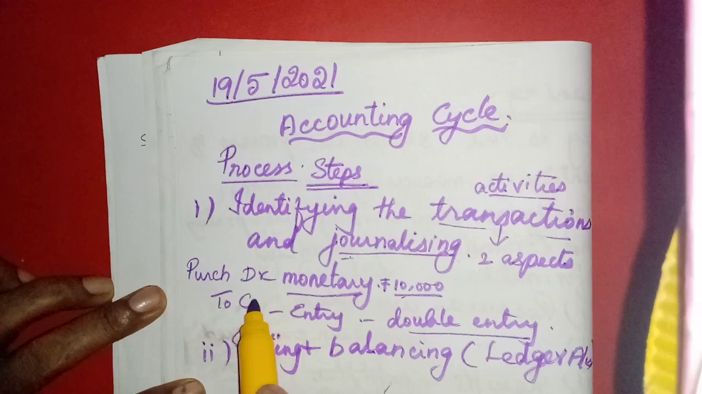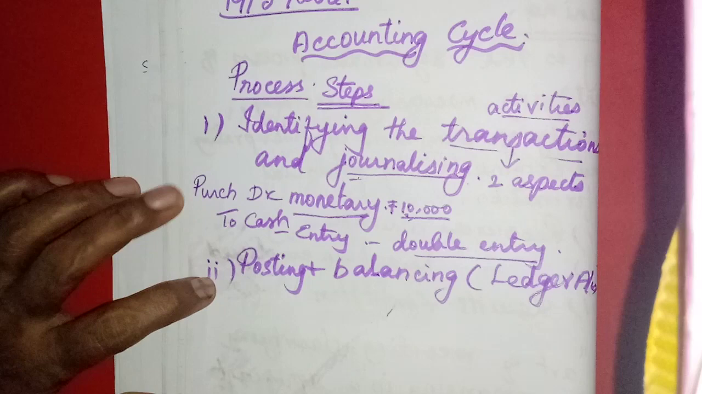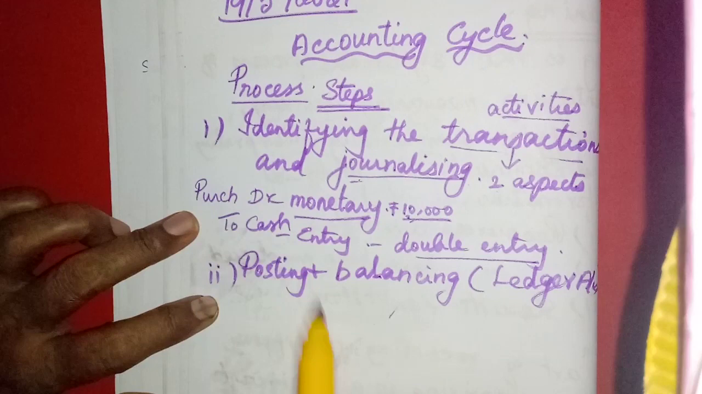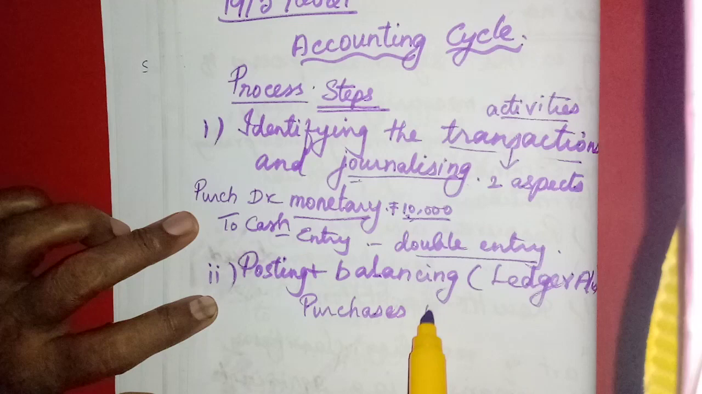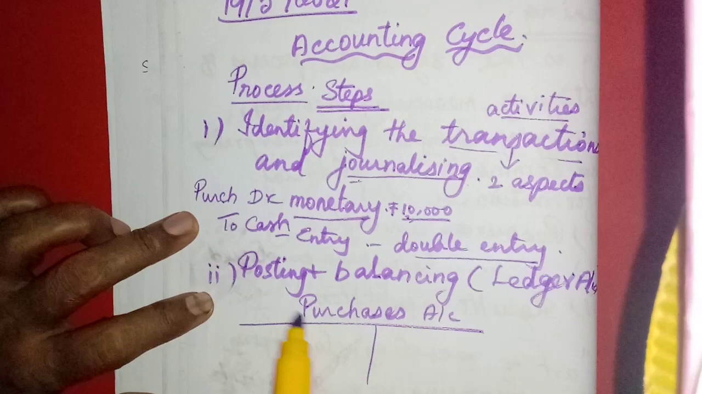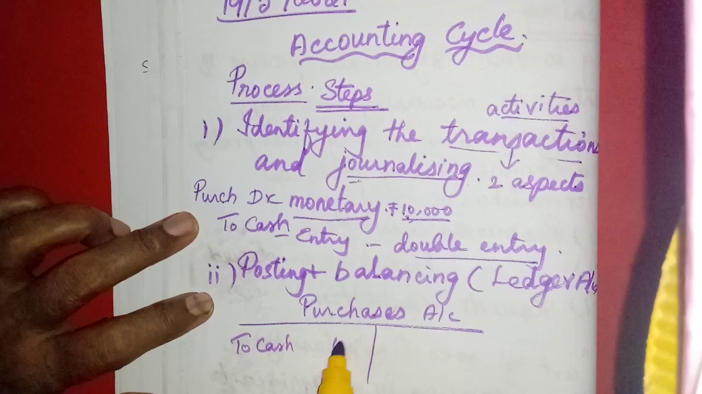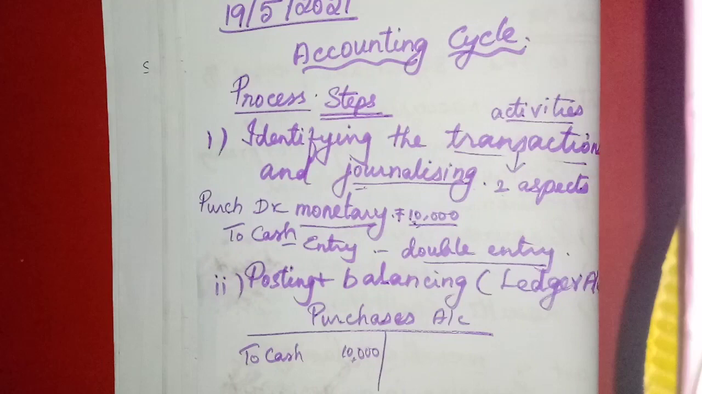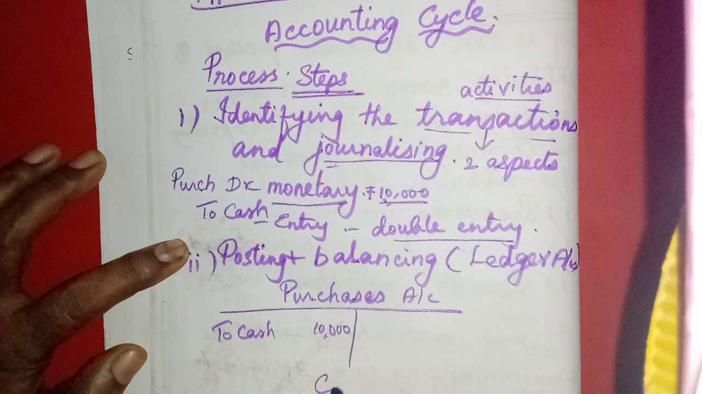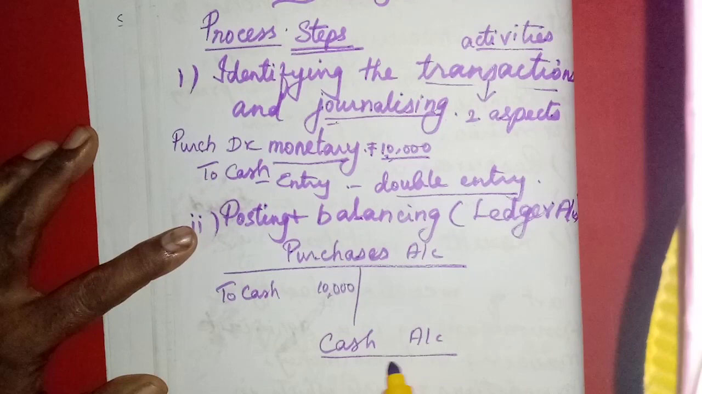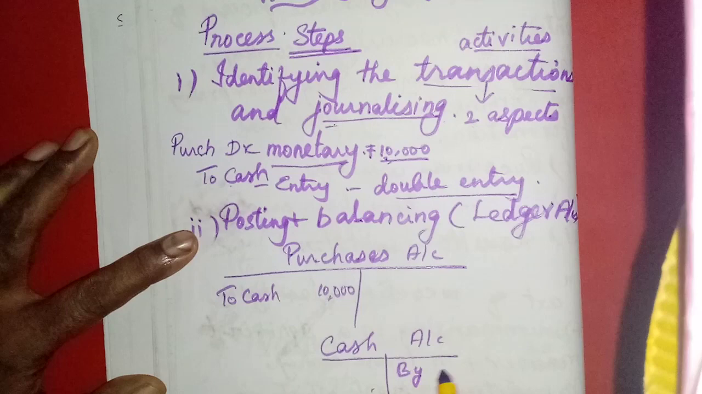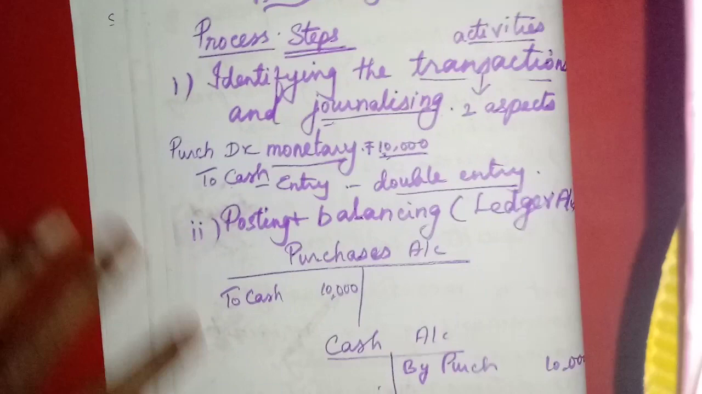So now we are going to post these two aspects in the ledger. Both the accounts we have to post. First we post in the purchases account. For the purchases account we use a page. Here debited, so on the debit side we write to cash, and in the amount column we write 10,000. Then the cash account will be posted. For each ledger, they will use one page. Cash is credited, so on the credit side by purchases account, in the amount column we write 10,000. This is called posting.